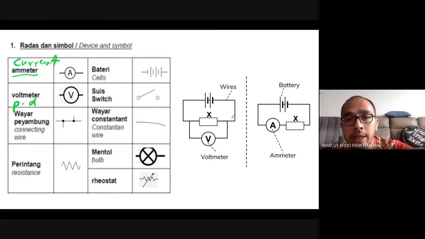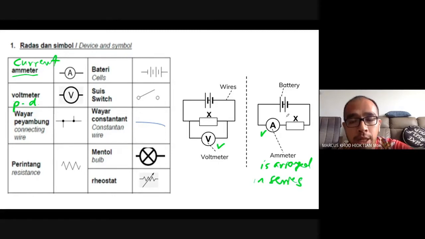Now take a look at how the voltmeter and the ammeter are arranged. The ammeter is arranged in series. It is always next to the bulb, the resistor, or a wire. But the voltmeter is always arranged in parallel to whatever the device is over here.